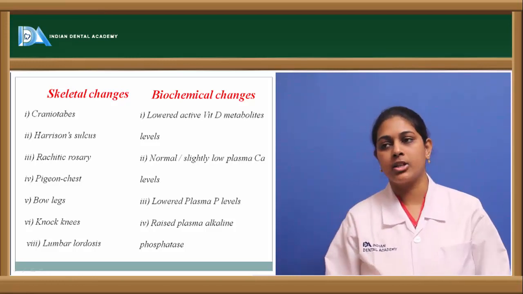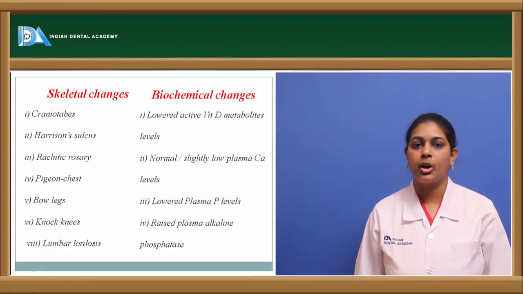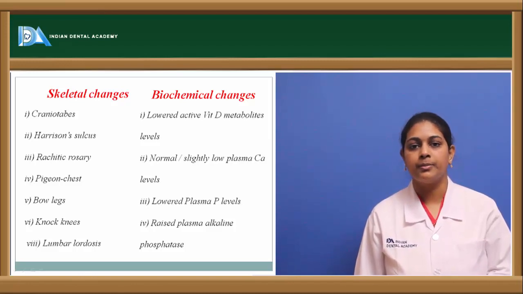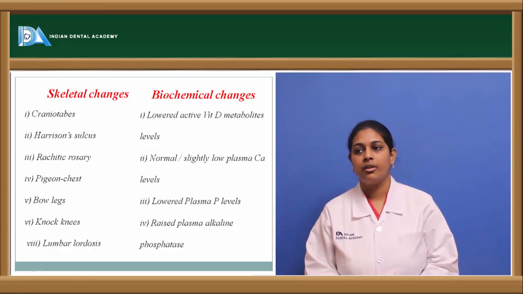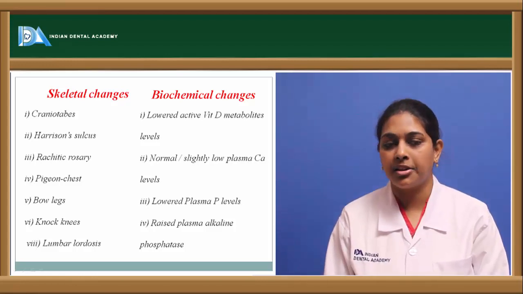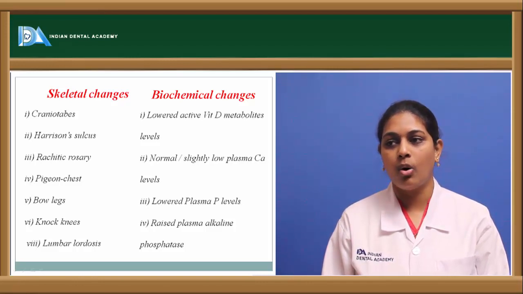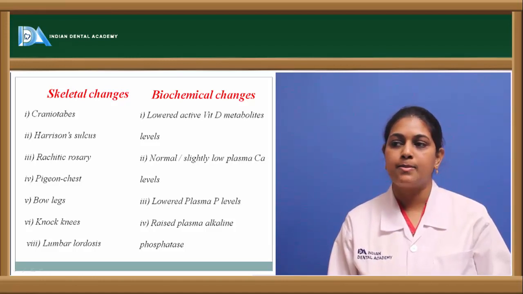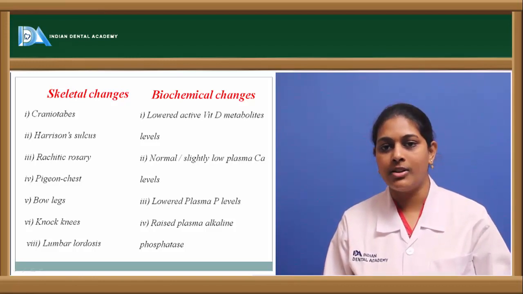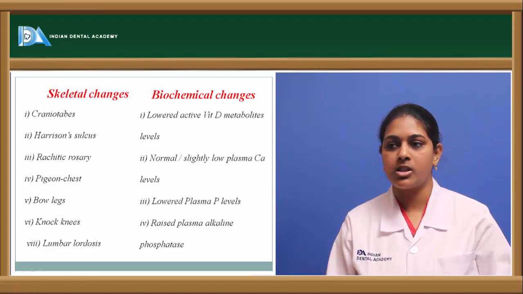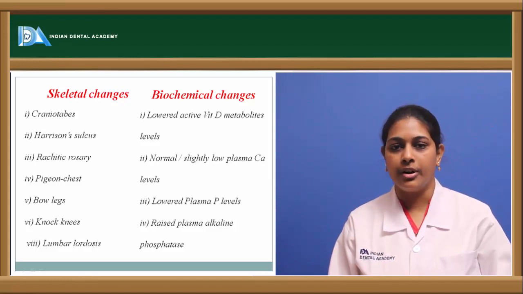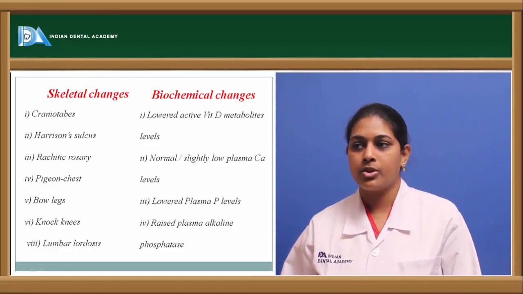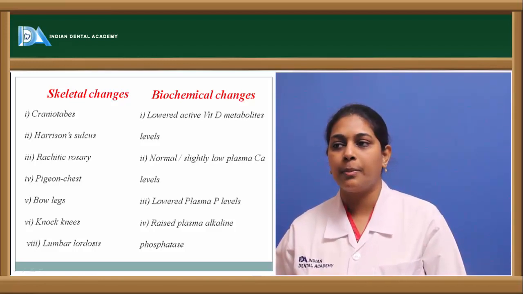Coming to the biochemical changes in rickets patients, we see lowered vitamin D metabolite levels, since it is a vitamin D deficiency. Plasma calcium levels are normal or slightly low. Since vitamin D has a role in maintaining blood plasma calcium levels, these levels are usually low. Phosphorus levels are also low, and alkaline phosphatase levels are raised because of the alterations in mineralization of the osteoid matrix. So these are the skeletal and biochemical changes in patients suffering from rickets.